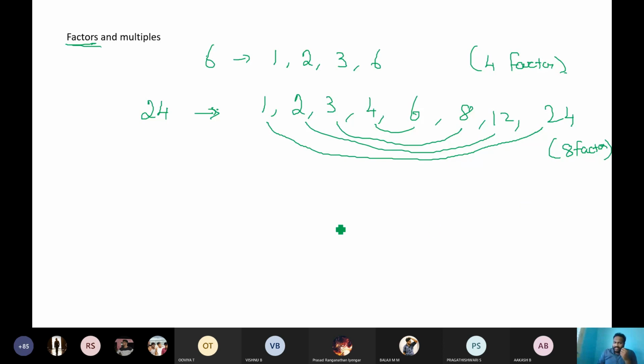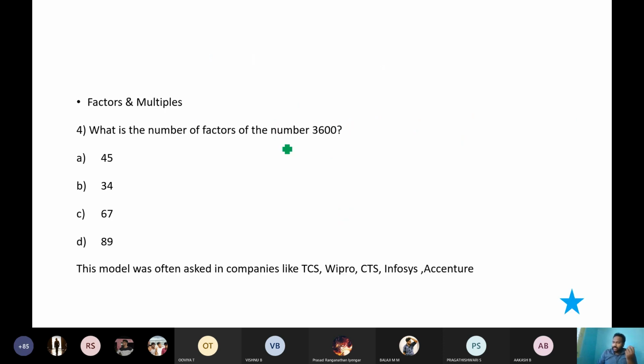Now for any number, it is easy to find out the factors and count the number of factors, right? If I give you a number, you can easily find out the number of factors, is it not? Yes. Okay, can you guys find out the number of factors of 3600? Can we do this by the normal method? It will obviously take a lot of time, right? So you'll have to start with 1.